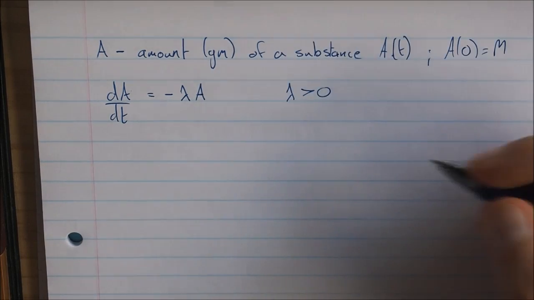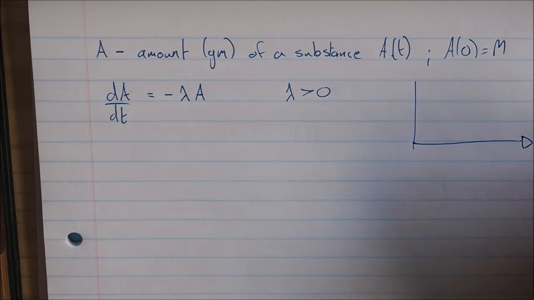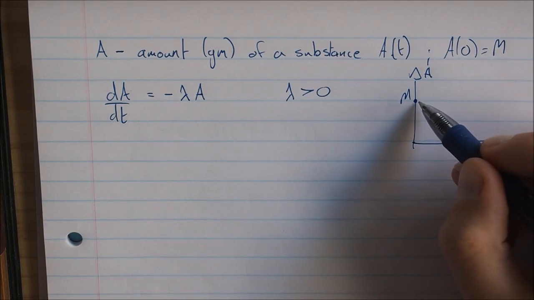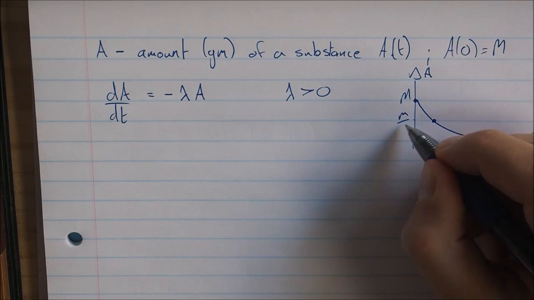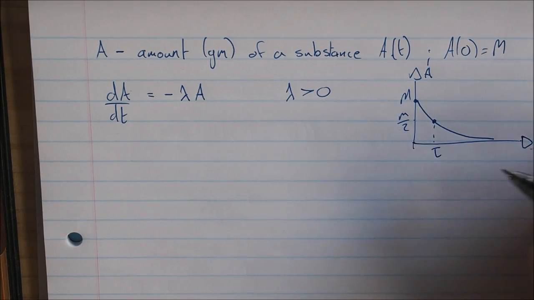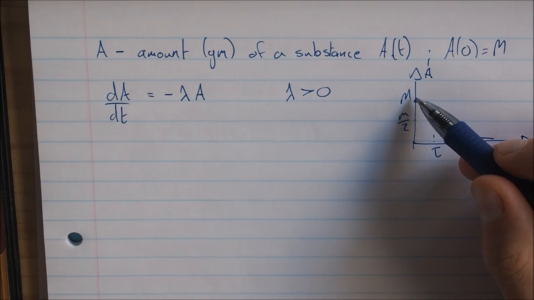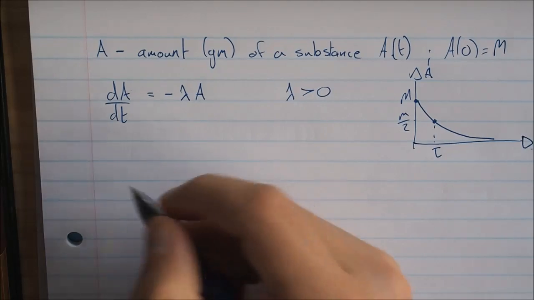Okay, so we have this picture here. This is time, this is the amount A, and initially there's m of it, and it's going to decrease. And we want to know, if this is m over 2, what is this time tau? And tau is the Greek letter for t. So tau is going to tell us how long it takes for the substance A to decay from m to half of m.